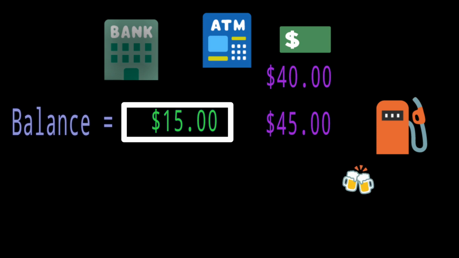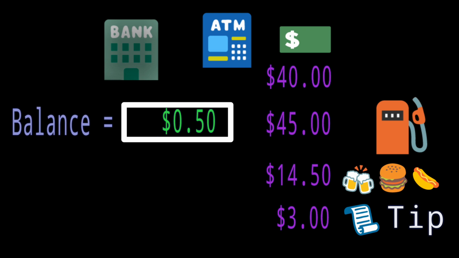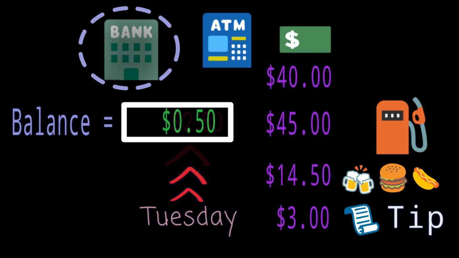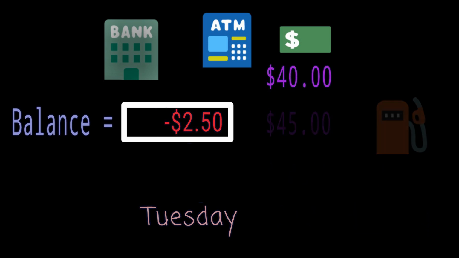You're ready to finish your day with some friends at a restaurant and you spend $14.50 on food. You fill out your check at the restaurant and add a $3 tip. Later that night, when you check your bank balance, you see that you have 50 cents, so you think you're good. But when all your transactions are hard posted after midnight at your bank, you'll notice that your balance is now below zero. That's because the tip for $3 was finally entered into your bank's balance. So when you get up on Tuesday morning, you will see a negative $2.50.